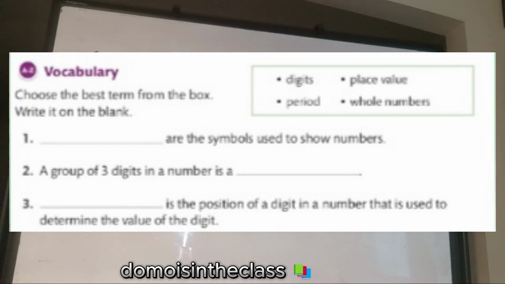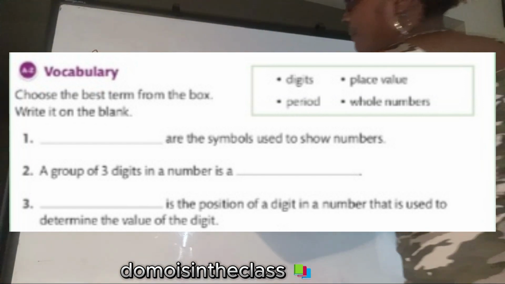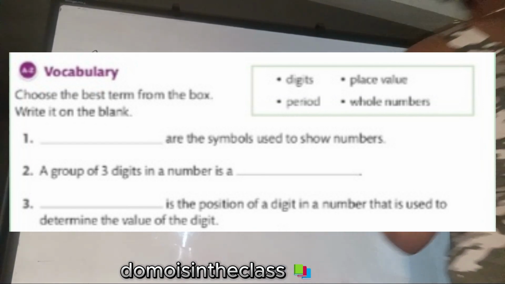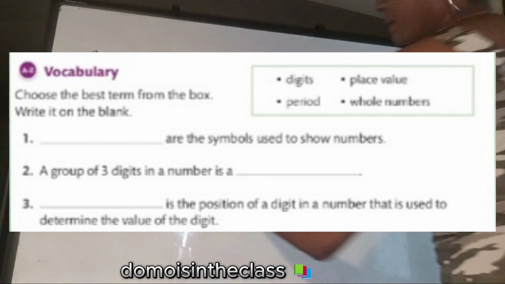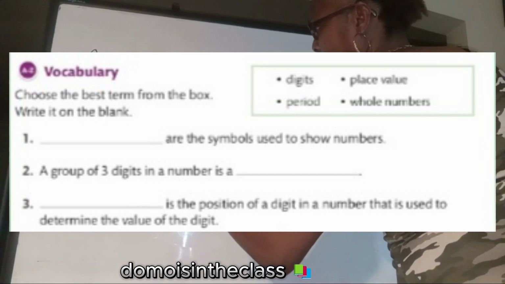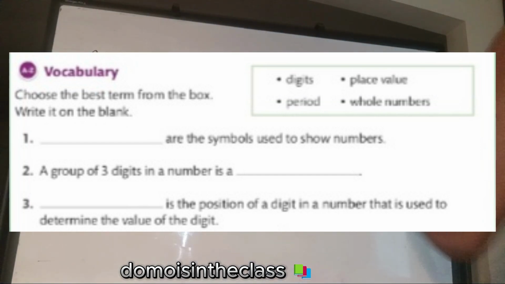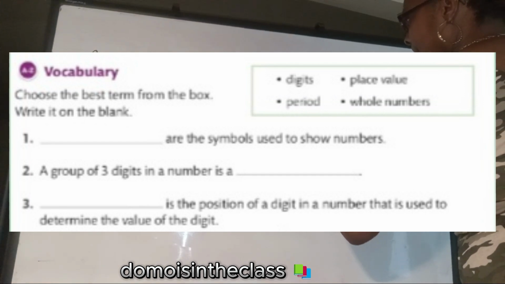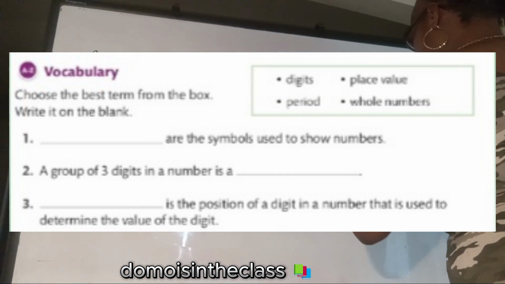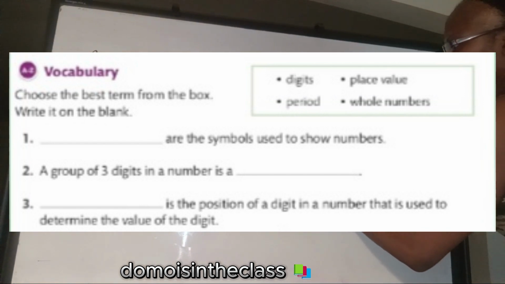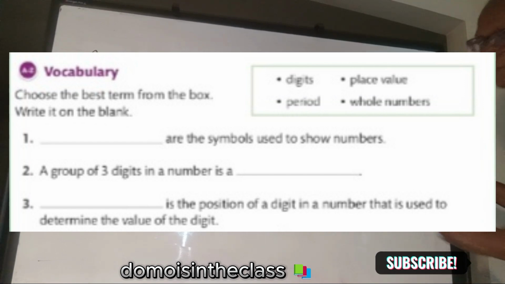And I'm just going to write the choices up, and our first choice will be digits. Our next choice will be period. The next choice will be place value. Then we have whole numbers. All right? And those are our choices to fill in the blanks.